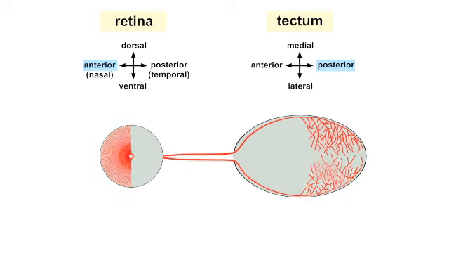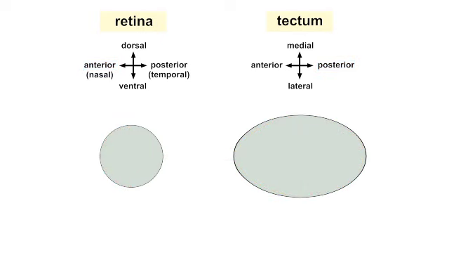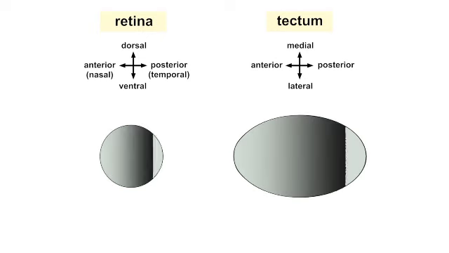This experiment demonstrates that there is a point-to-point connection between the retina and the tectum, and it is through these ordered connections that a two-dimensional image in the retina can be reconstructed in the tectum. It is believed that during development, these point-to-point connections are directed by molecular gradients.